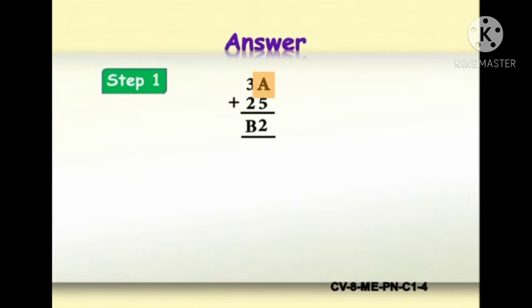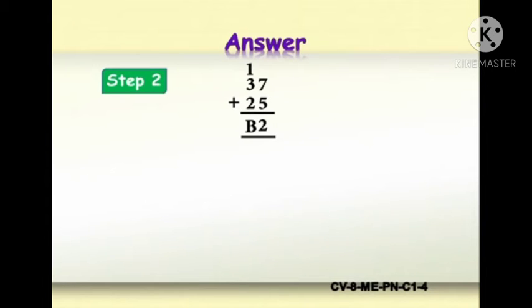Answer. Here is the stepwise procedure based on logical thinking. Step 1. In addition of A and 5, which is giving 2, this is possible only when digit A is 7. In that case, sum of A, that is 7 and 5, will give 12. And 1 will be the carry for the next step.